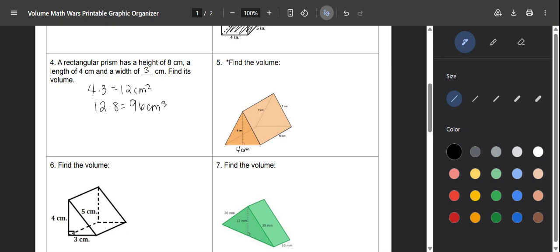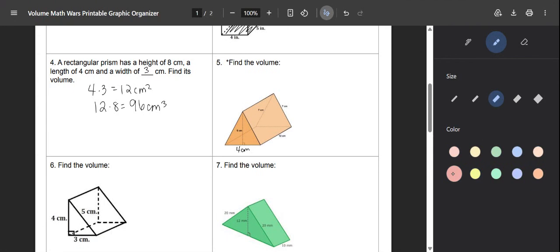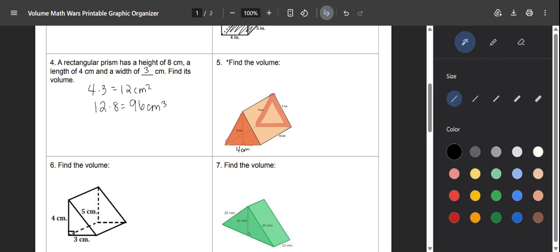So on our previous problems, we found the area of the base, and then we multiplied by the height. So we need to know the area of the base on this triangular prism. The base is here. For all prisms, it's whatever shape you have that's at opposite ends, so these are our bases. So I need to find the area of this triangle and then multiply by the height. To find the area of a triangle, I do 1/2 base times height. My base is 4.